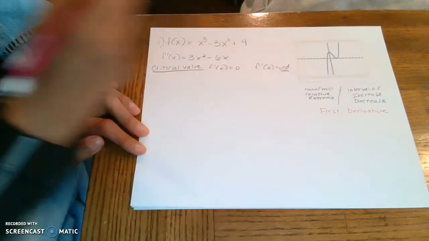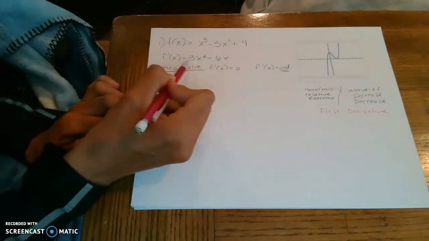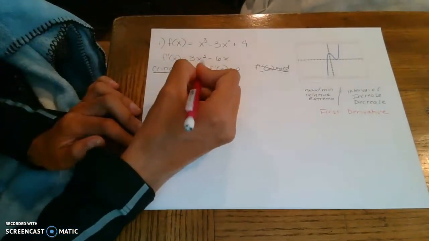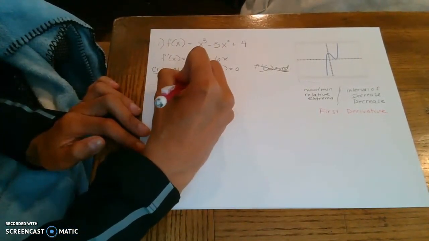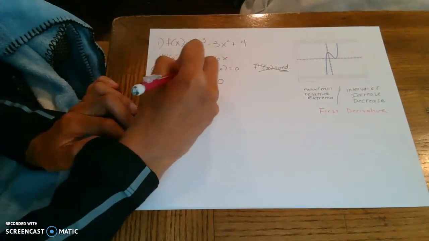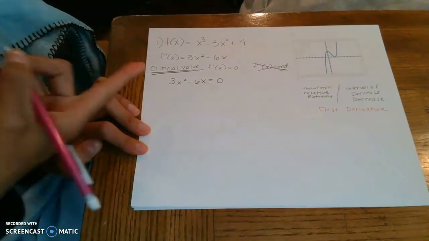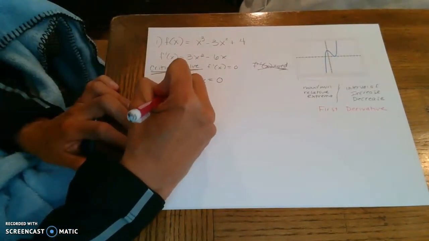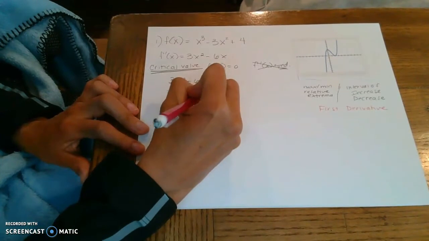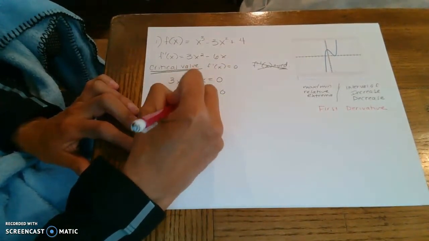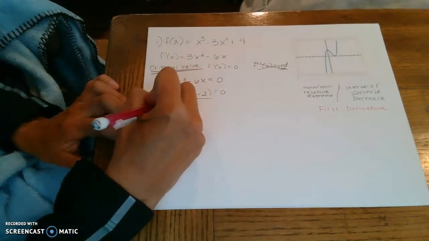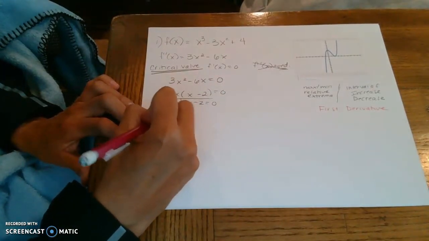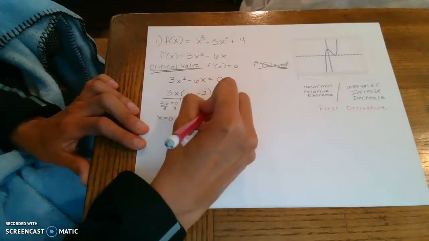Well, here, the only time anything is undefined is when I have a restricted domain, and I don't have a rational function, so I'm not going to have a situation where my first derivative is undefined. But I can set that first derivative equal to 0 and look for critical values. How do you solve anything for a variable that's larger degree than 1? You factor. There's a GCF of 3x. You pull that out, and I'm left with x minus 2 equals 0. Now you set each factor equal to 0, trying to solve for those critical values, and I get x equals 0 and x equals 2.